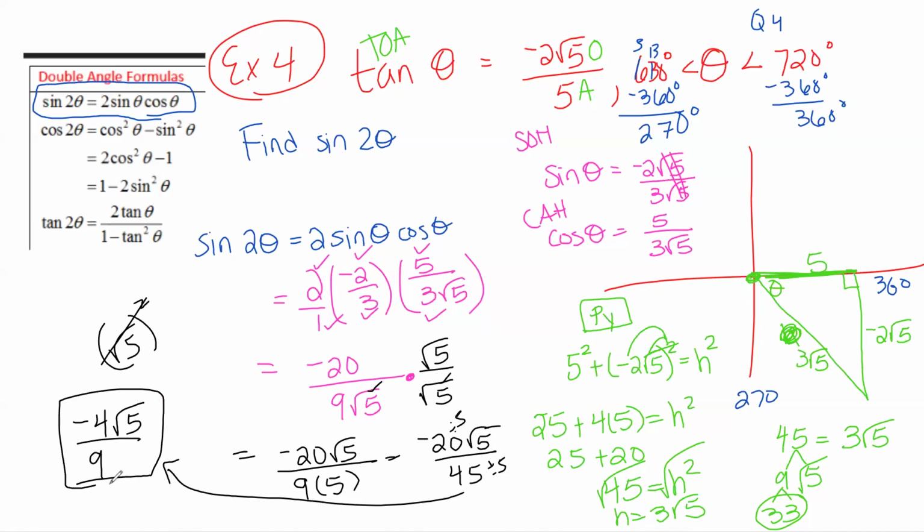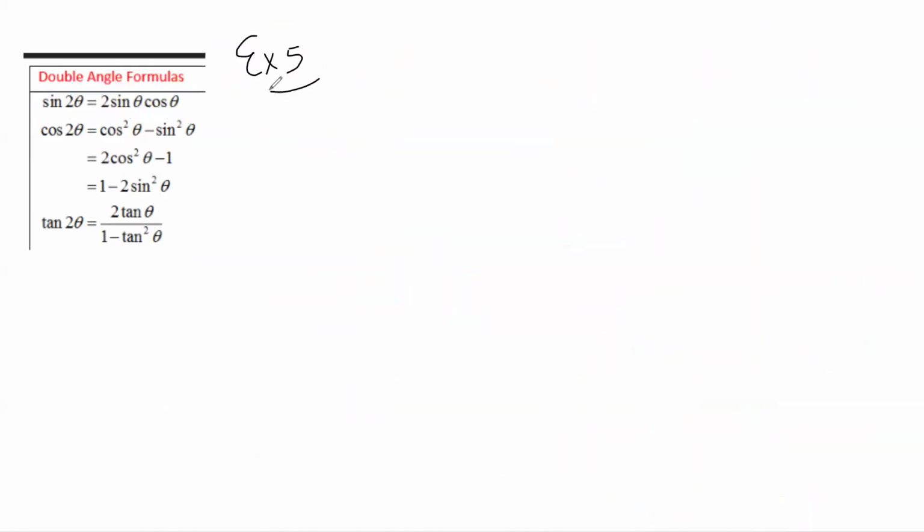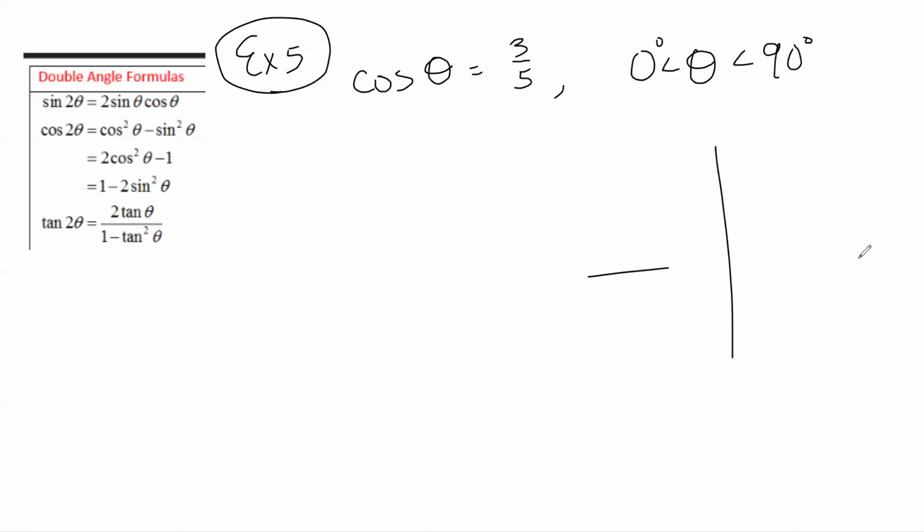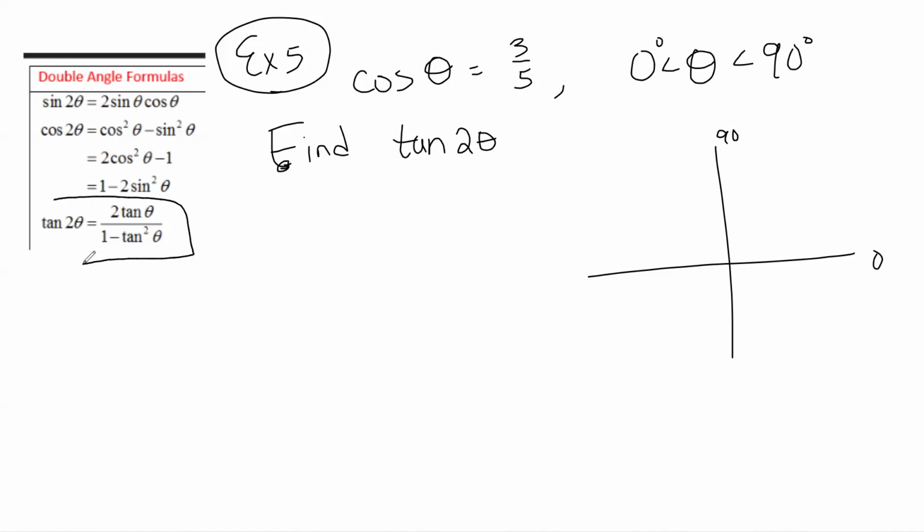Okay, let's do a tan. So this is going to be example 5. If you're my student that sent this in, this is number 6 on your paper. Example 5 tells us that the cosine of our angle is 3/5, and our angle is in between 0 and 90 degrees. So that's quadrant 1, 0 to 90. And they are asking us to please find tan of 2 theta. So we only have one option for tan 2 theta. So let's write that down. We need 2 tan theta over 1 minus tan squared theta.